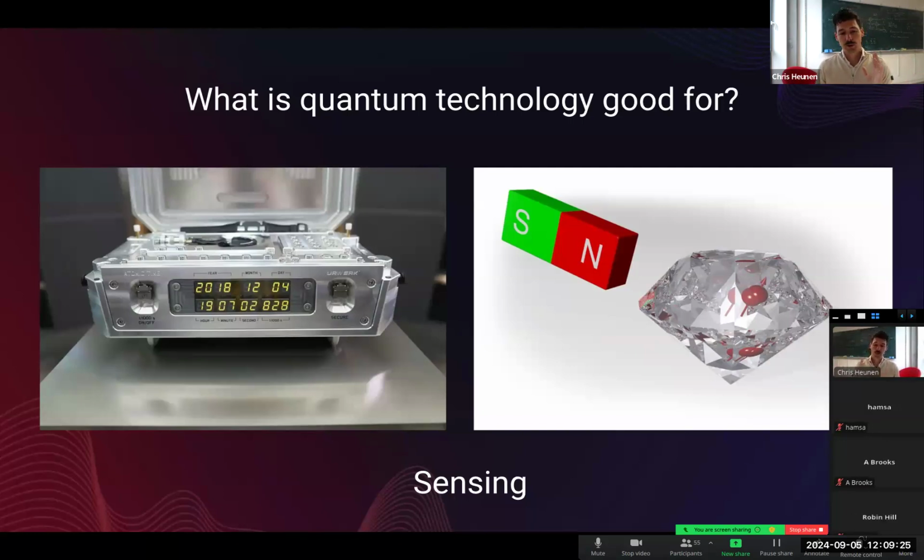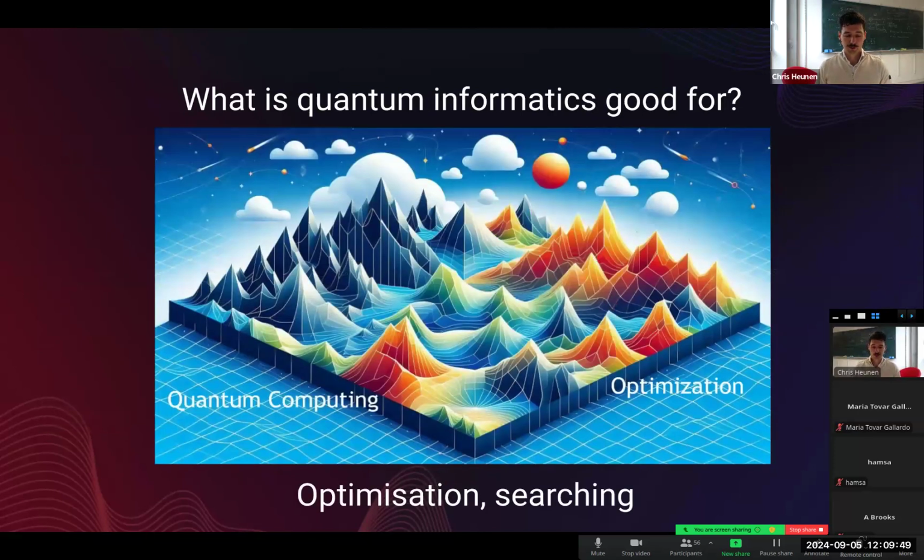For example, you can build GPS systems that are based on quantum properties. You can build atomic clocks that are fantastically precise. You can build magnetometers that measure magnetic fields and electric fields and that kind of thing very precisely. That's called quantum sensing. This is not what we're going to be talking about today. That's very cool, don't get me wrong, but it's not what we call quantum informatics. So what is quantum informatics good for?